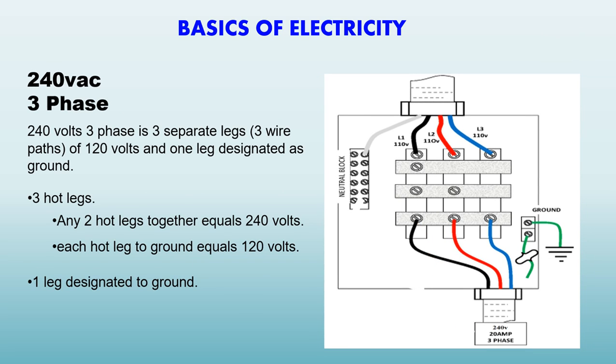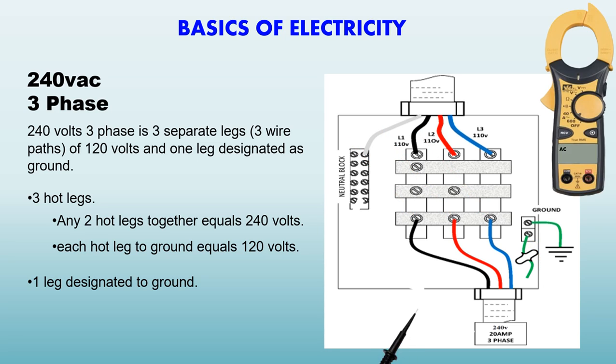Let's move to 240 volt alternating current three-phase. As you will notice in the diagram, the wiring and color code is identical to 208. We have three legs of hot current and one designated ground. When testing with our multimeter, we do the same test process. One meter lead goes to L1, second meter lead to L2. Now we actually show 240 volts.